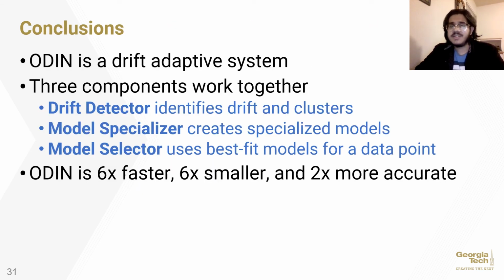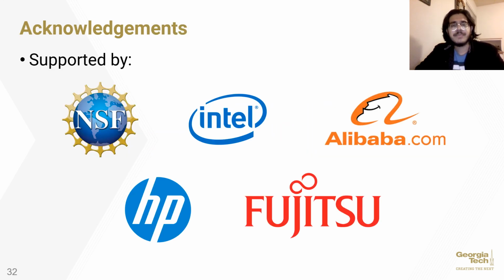In this talk, we have presented ODIN, a drift adaptive system for video analytics. ODIN uses 3 components to ensure high accuracy under concept drift. ODIN's drift detector uses a dual adversarial GAN to detect clusters in the data space. Then the model specializer creates specialized models tailored to each cluster. Finally, the model selector finds the best fit model for any data point. ODIN is 6 times faster and smaller than a baseline approach with YOLO for object detection UDF, and twice as accurate. Thank you very much for your time.